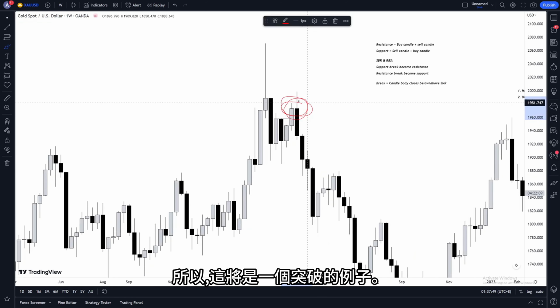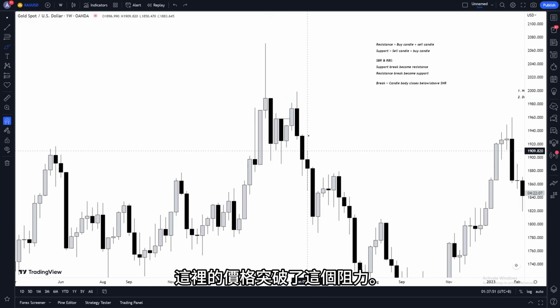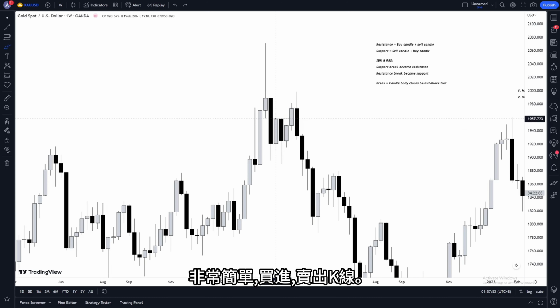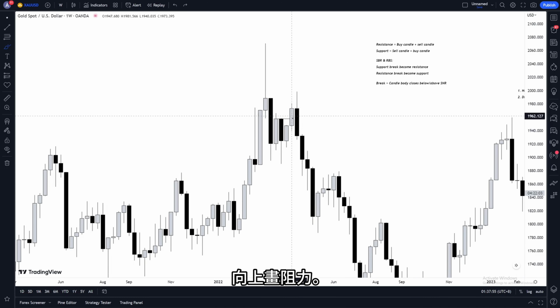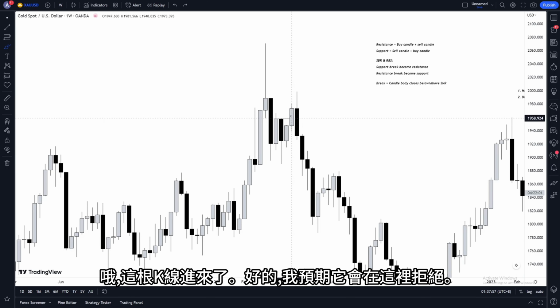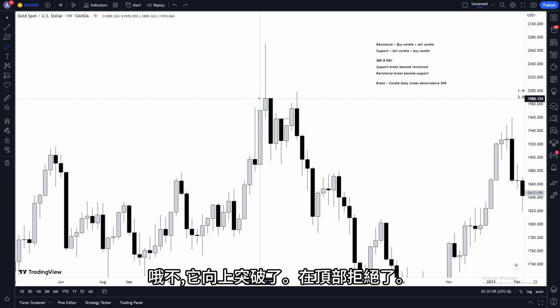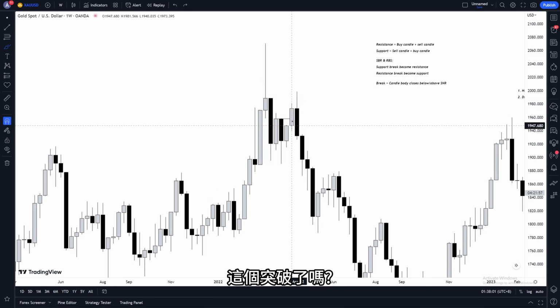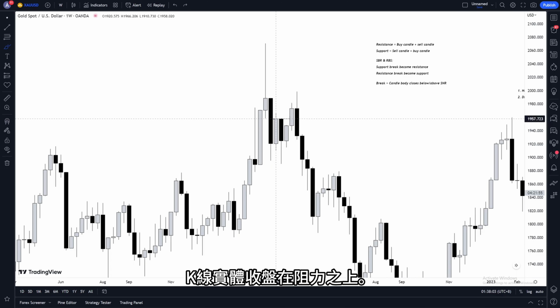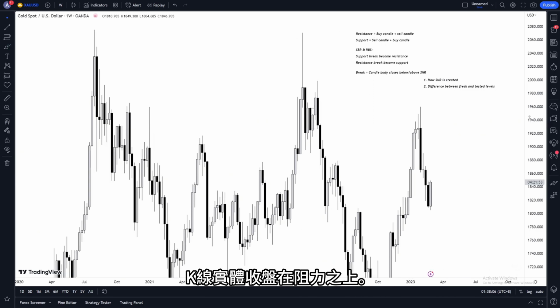Price here broke this resistance. Why is this a resistance? Very simple. Buy, sell candle. Draw the resistance up. This candle comes in. Okay, I'm expecting it to reject here. Oh no, it broke up. It rejected at the top. That's not the question I'm asking you. Did this break? Yes. Why? Candle body closed above the resistance.